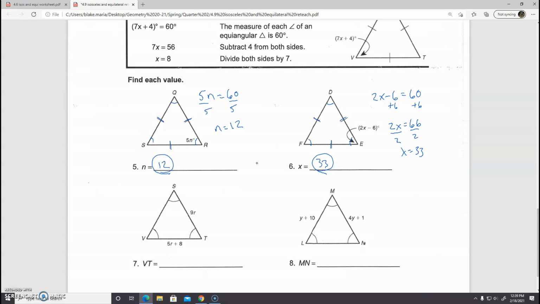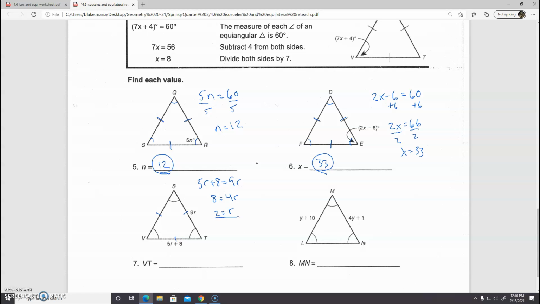Now be careful here. Now we're talking about sides. So here they told me it was equiangular. We know it's equilateral as well. So you know all the sides are equal. Well, if the sides are equal, then set them equal. 5r plus 8 has to equal 9r. We're going to subtract 5r from both sides and divide both sides by 4.